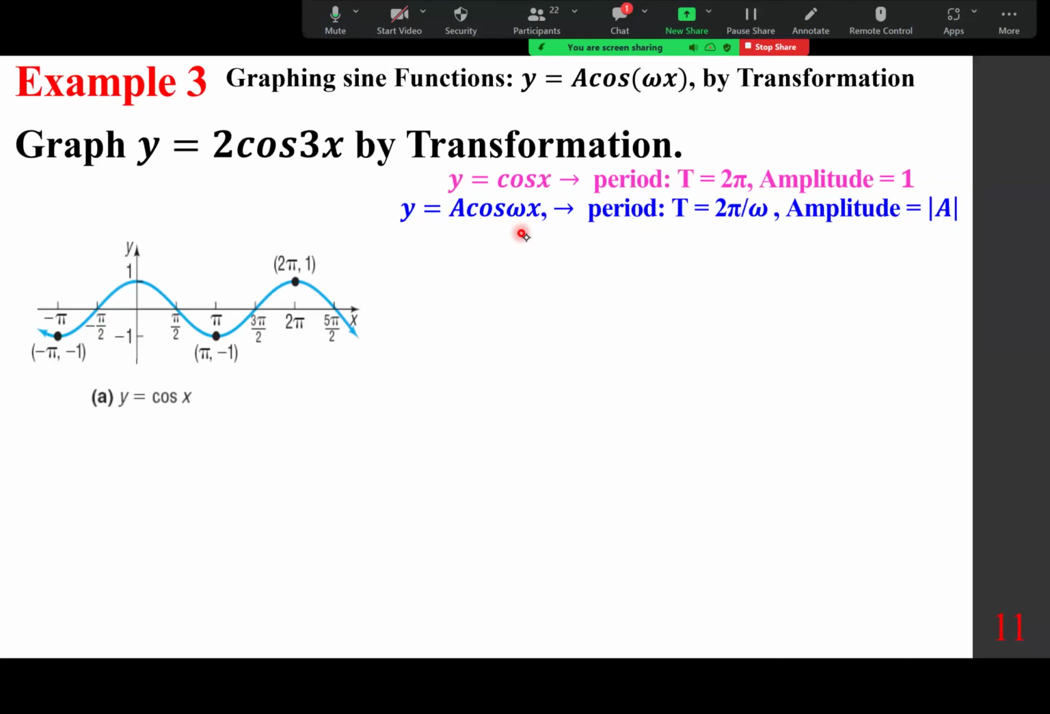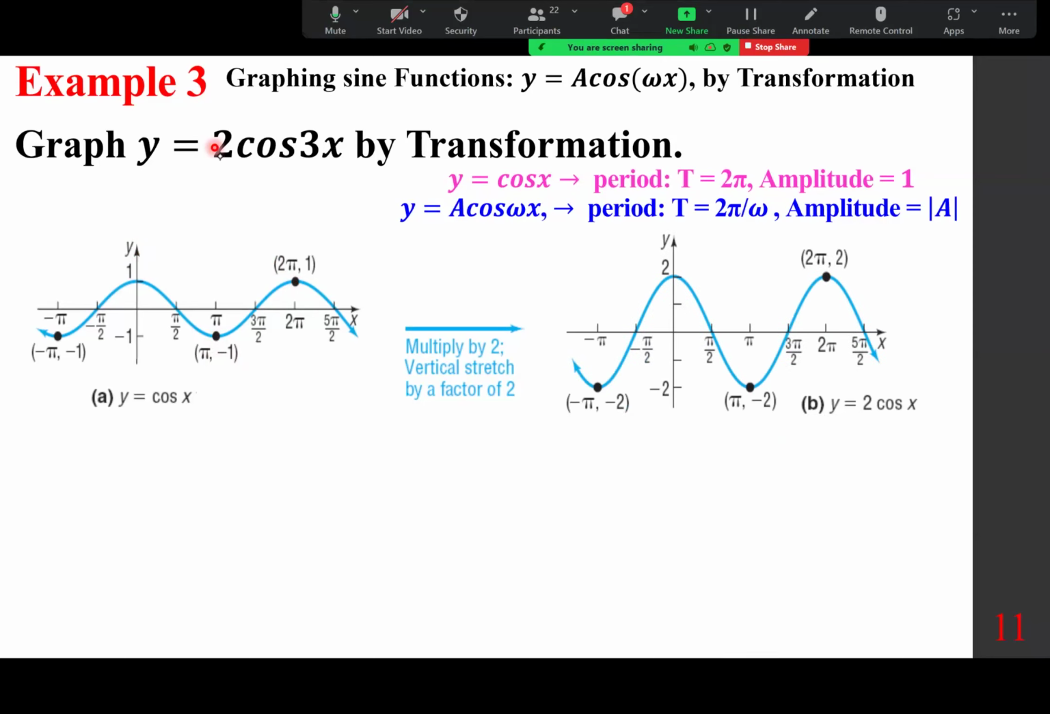So here's a basic cosine function. Pay attention to one complete cycle, and we want to change it accordingly. If we multiply it by 2, we have a vertical stretch of 2. So this point has coordinates pi, -2. This one has coordinates 2 pi. 1 times 2 is 2. This is 0, 1 becomes 0, 2. So this goes up to 0, 2. This goes down to pi, -2. This goes up to 2 pi, 2. That's the effect of this number 2 in front.